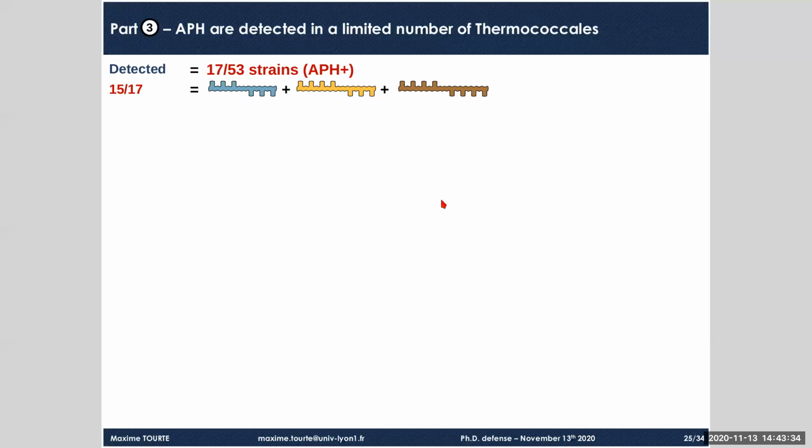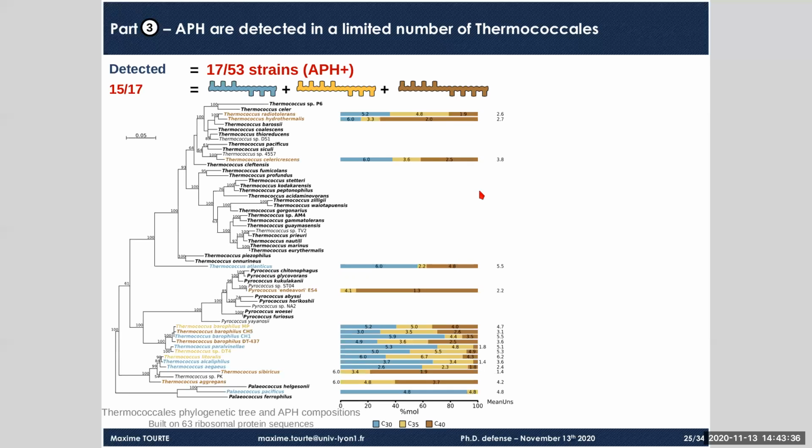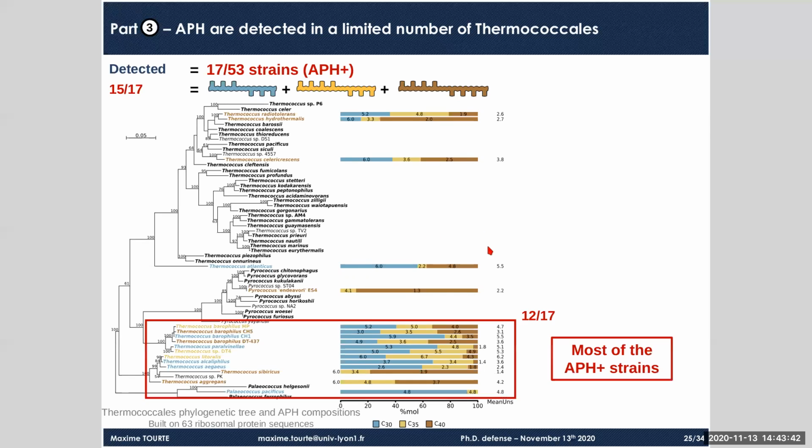Just like core lipids, we also superimposed the lipid composition of the Thermococcales on their phylogenetic tree, as you can see here. And what we could observe is that 12 of our strains positive for apolar polyisoprenoid were gathered in 3 different groups here that were closely related. And the 5 remaining strains were actually quite randomly dispersed in the phylogenetic tree of Thermococcales.